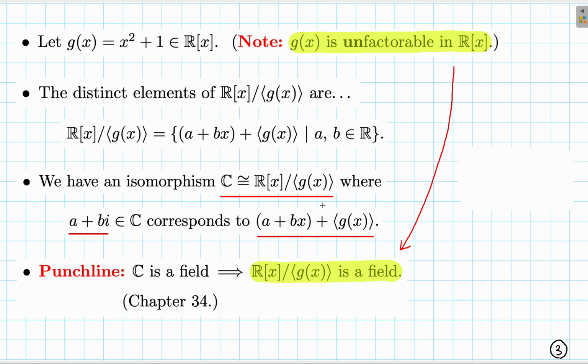However, this isomorphism is very specific to our particular polynomial, g(x) = x² + 1 in R[x]. So the question remains, how can we generalize? In other words, how can we generalize to show that an unfactorable polynomial g(x) leads to the quotient ring being a field in all cases, not just the particular example that we worked with today? So we'll address this question next time, but that's the end of today's lesson, and so I will see you next time.